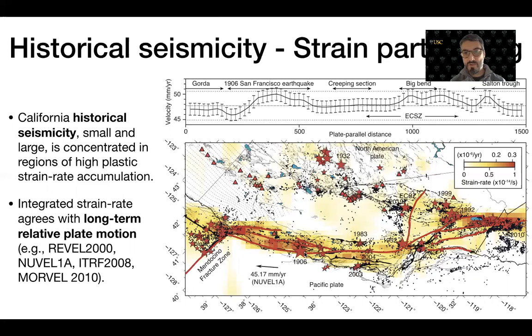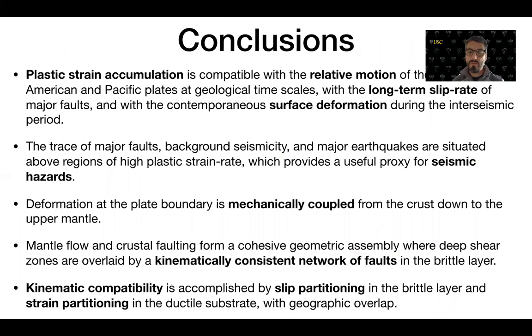This map also shows that there is a strong spatial correlation between the distribution of seismicity, small and large earthquakes in California, in regions that currently experience intense plastic strain accumulation. So once again, we see a strong connection between mantle flow and crustal dynamics that manifests itself by intense seismicity in regions of strain accumulation.